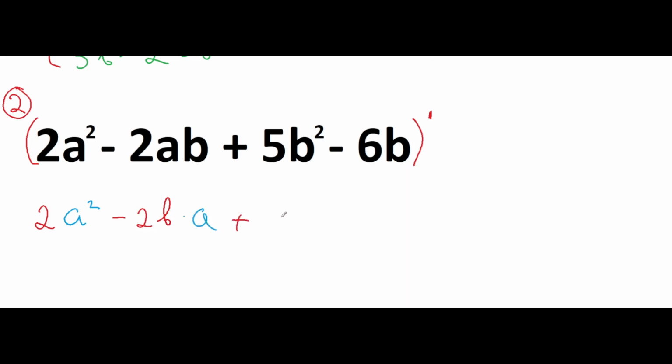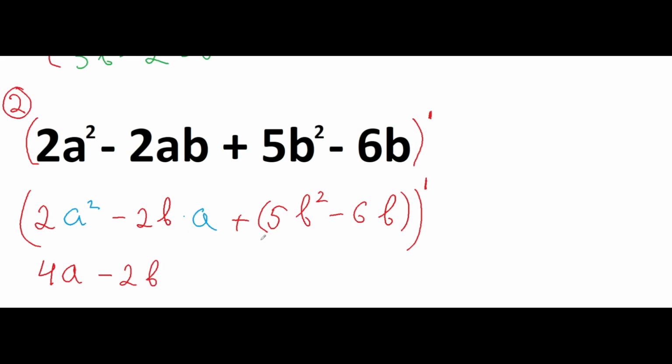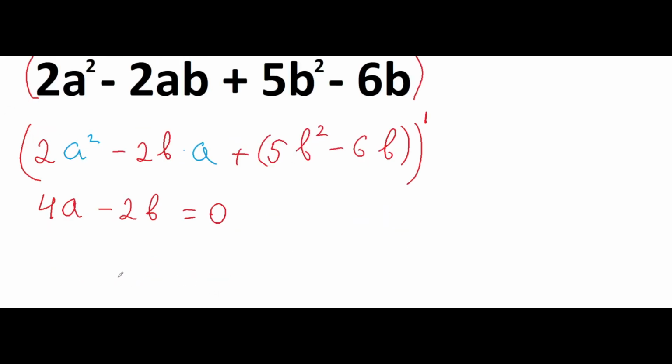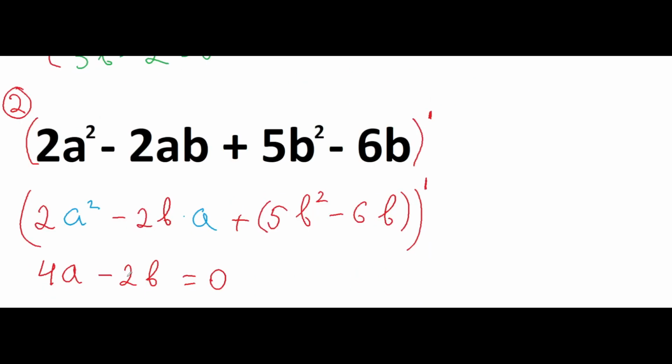plus, and this is a constant in our situation, but it is not constant. So we will just think that it is constant. If we take a derivative here, by taking the derivative of 2a squared we'll get 4a, and here minus 2b, and by taking the derivative of the constant number, we'll get 0. If we equate it to 0, we can find out the maximum or minimum value.